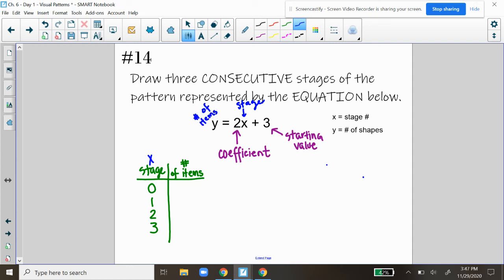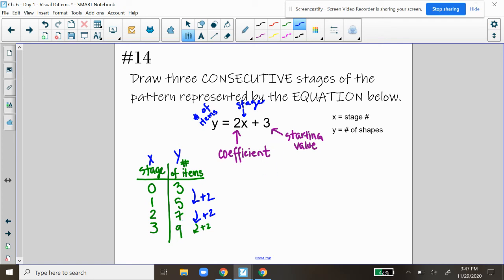So if I have y equals 2x plus 3, that tells me my starting value is 3. So I know that at stage 0, I'm going to have 3 of something. Then it's going to increase according to my coefficient of 2, right? This, remember, is y. I'm going to increase plus 2, which means my next stage would have 5. I'm going to increase by 2 again, which means stage 2 would have 7. I would increase again, and stage 3 would have 9.